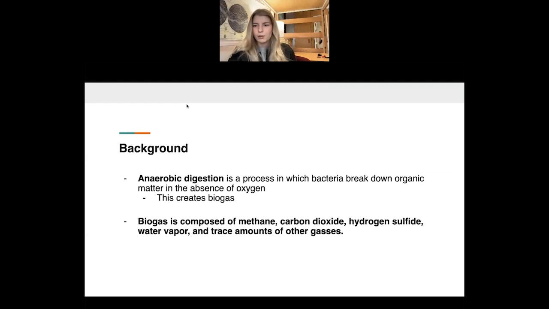The process that I utilized in my project that transformed the prairie grass into biogas is called anaerobic digestion. Anaerobic digestion is a process in which bacteria break down organic matter, such as animal manure and wastewater biosolids, in the absence of oxygen. This process of creating biogas starts by putting biomass into a reactor. These reactors contain microbial communities that break down and digest the waste and produce biogas and digestate, which is discharged from the digester. Biogas is composed of methane, carbon dioxide, hydrogen sulfide, water vapor, and trace amounts of other gases.